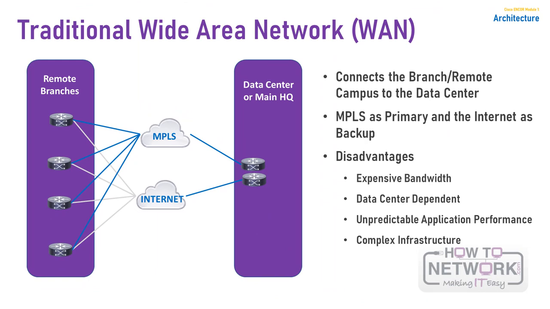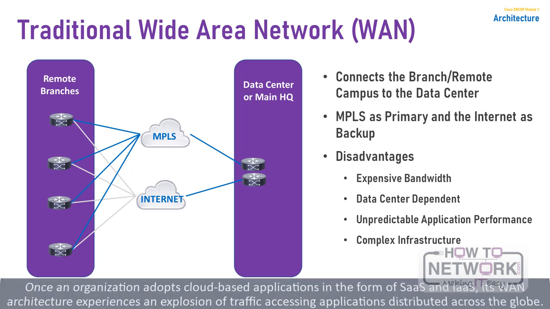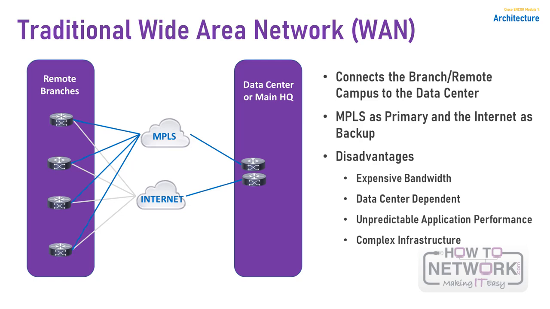Once an organization adopts cloud-based applications in the form of SaaS and IaaS, its WAN architecture experiences an explosion of traffic accessing applications distributed across the globe. These changes have multiple implications for IT. Employee productivity may be compromised by SaaS application performance problems. WAN expenses can rise with inefficient use of dedicated and backup circuits. IT fights a daily, complex battle of connecting multiple types of users with multiple types of devices to multiple cloud environments.